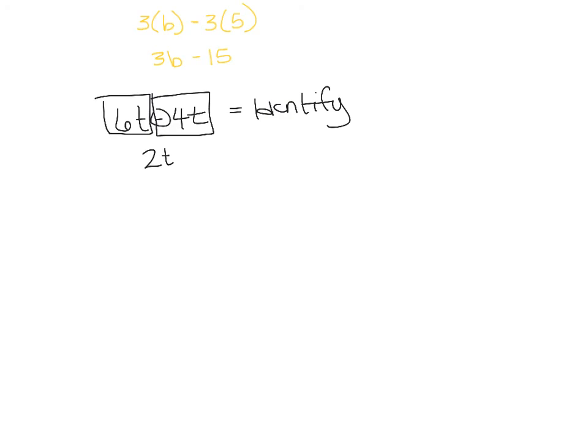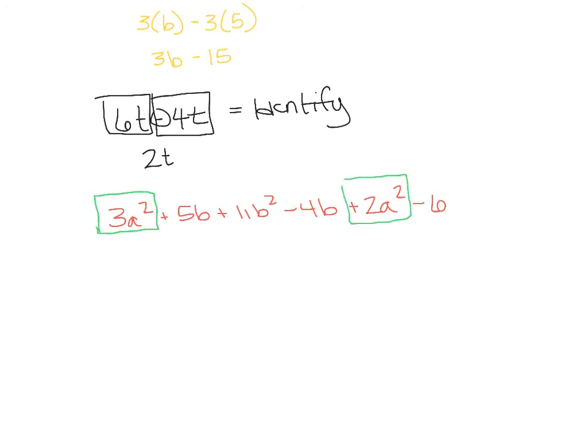Let's look at another one. 3a squared plus 5b plus 11b squared minus 4b, where am I? Plus 2a squared, this is a long one, minus 6. Man. Okay, so we're going to start off with a squared. 3a squared, we're going to put a box around it. Now we're going to go through, are there any other terms with an a and a squared? Right here. Don't forget to box the sign.